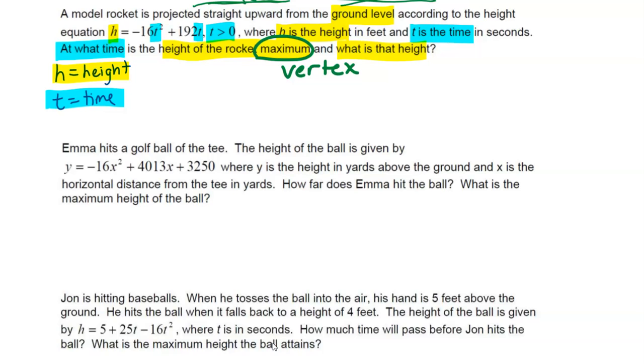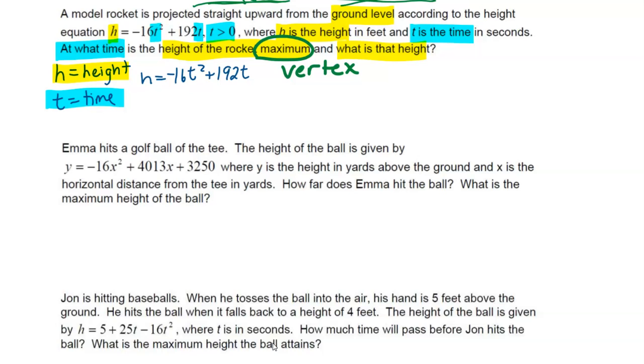Now, since this equation is in standard form, h equals negative 16t squared plus 192t, what would the value of c be? 0, because it's starting out on the ground. This is one of our ones where finding the vertex takes a little more work. In order to find the vertex for this, we have to find the axis of symmetry. So the axis of symmetry is x equals negative b over 2a.